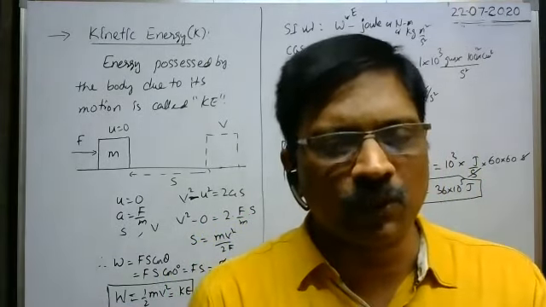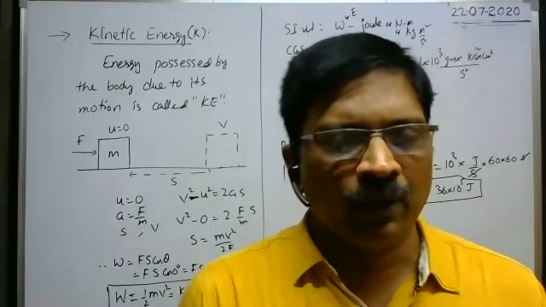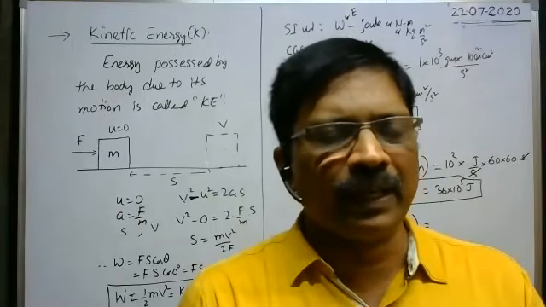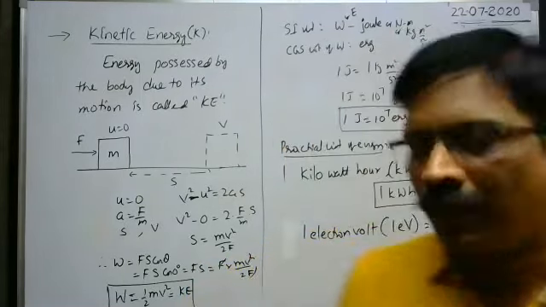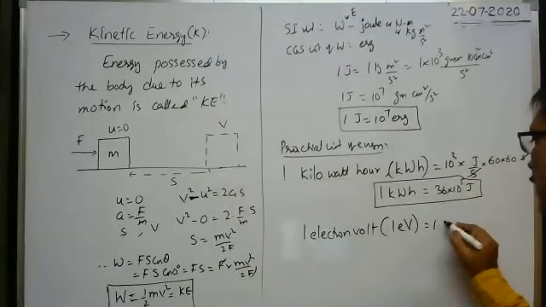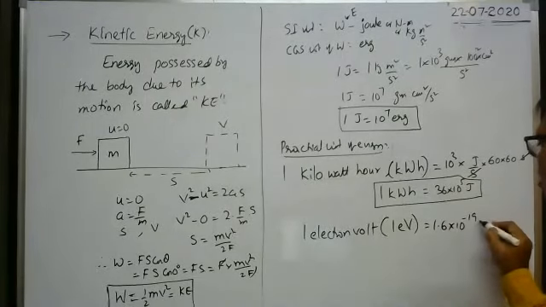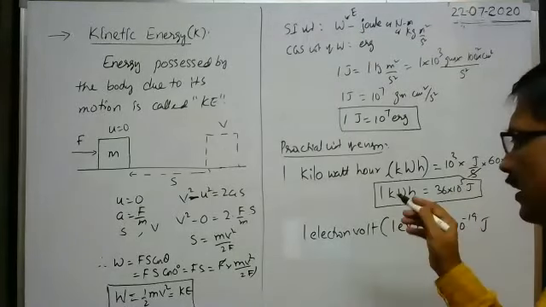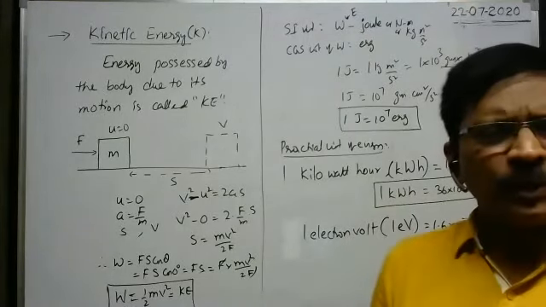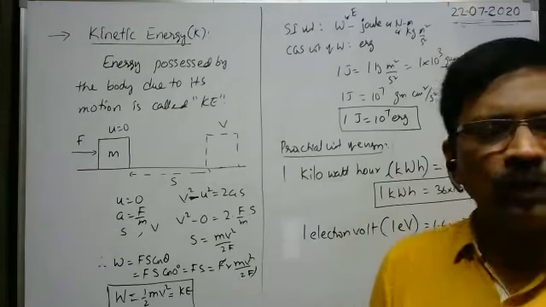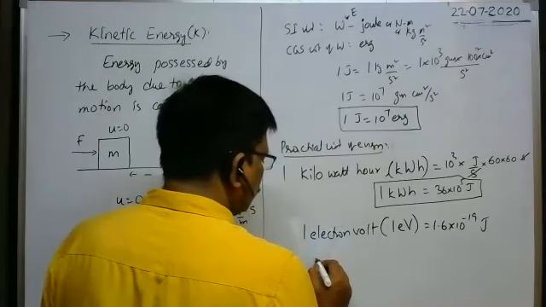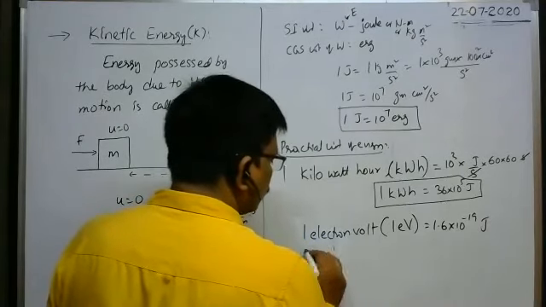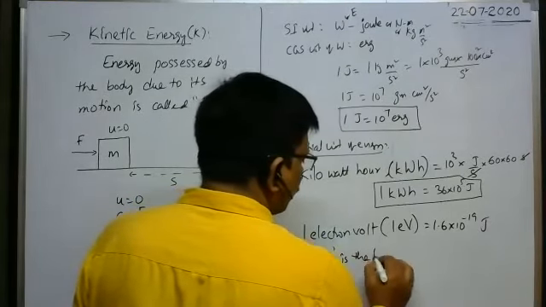1 electron volt is equal to whatever the charge of the electron, that much joules. Charge of the electron means 1.6 into 10 power of minus 19, minus 19, no? That much joules is equal to 1 electron volt. This electron volt is the lowest unit of energy.